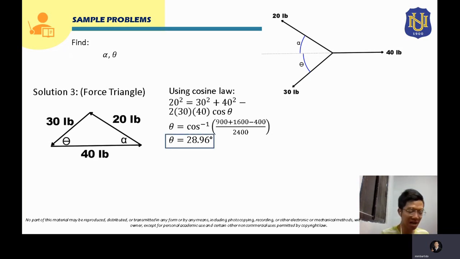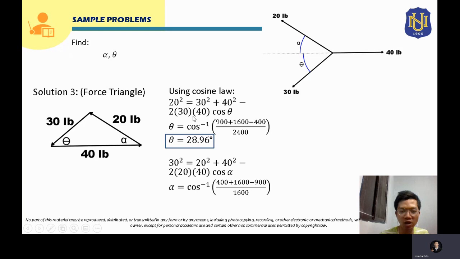And also for our alpha, to solve for alpha, we are going to use this side as the quantity in this side. So this will be 30 squared is equal to 20 squared plus 40 squared minus 2 times 20 times 40 cosine alpha. So solving for alpha, that will just be arc cosine of 400 plus 1,600, and I already simplified this. So our alpha here will be 46.57 degrees. So this will now be the answer for alpha.